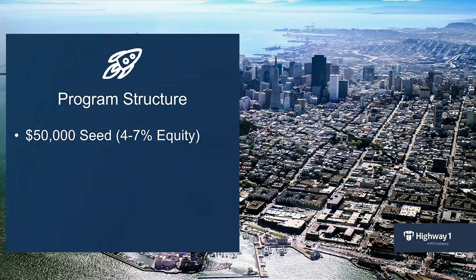Highway 1, we invest in roughly 20 to 30 early-stage startup companies. We give them $50,000 in cash in exchange for 4 to 7% equity. Our program is 16 weeks long. We provide each company their individual workspace and unrestricted access to our prototyping labs for you to develop your modules.